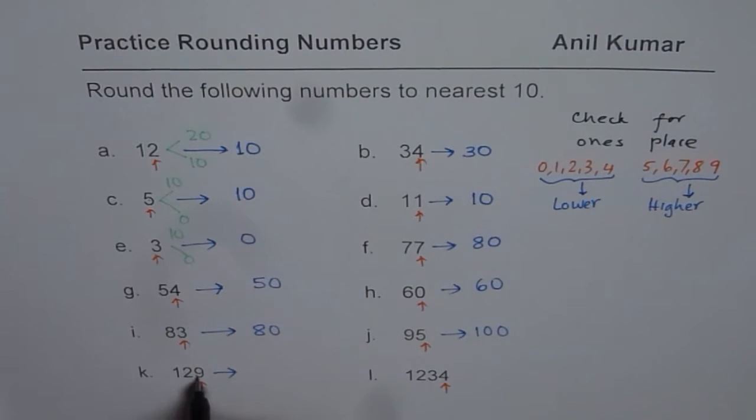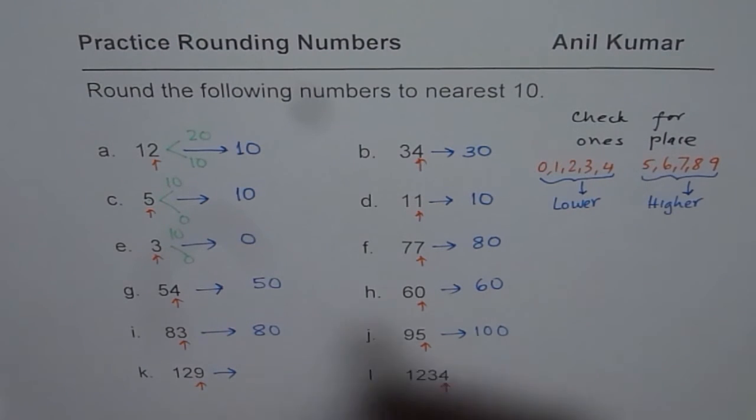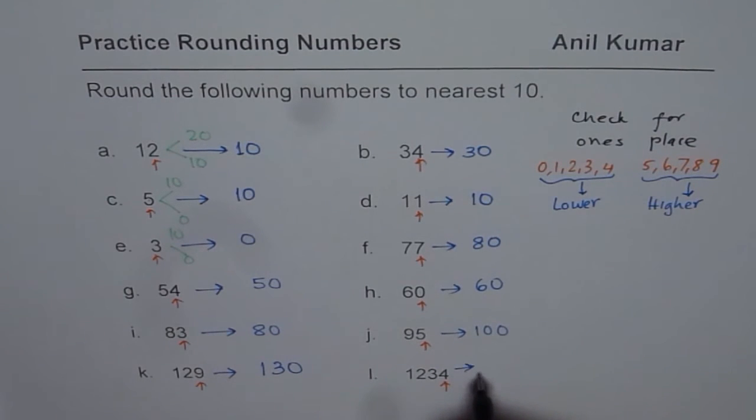129: 9 is higher than 4. It is in the group of 5, 6, 7, 8, 9. So it rounds higher, to 130. Now 124: 4 is lower than 5, and therefore it is rounded to 120.